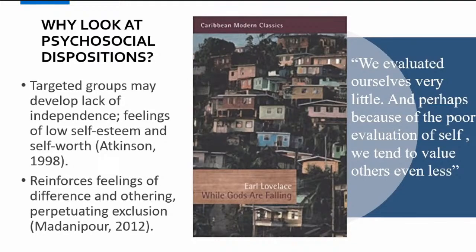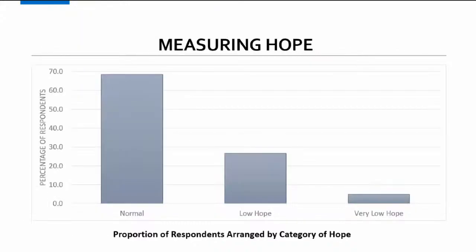Very strong words. So we see that there is a need to look at and really understand hope and other psychosocial dispositions and the role that they play to combat these exclusionary processes. So how was hope measured?